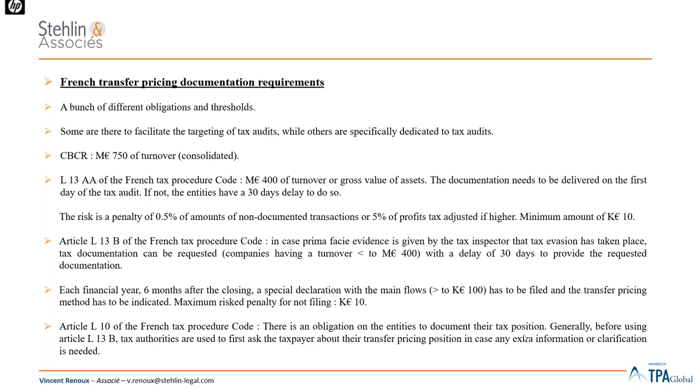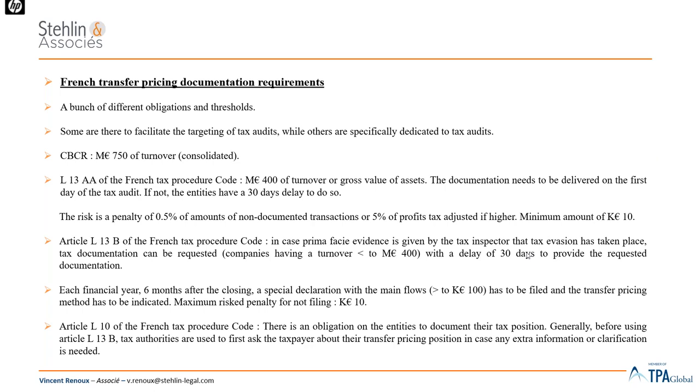And last, we have a specific declaration, which is applicable to all groups, big or small, when they have a turnover of 50 million in France this time, not on a consolidated basis. And in that case, they need to file a specific declaration 6 months after the closing of the financial year. In this declaration, they are going to indicate the main flows of intercompany transactions that can be services like management fees, license fees, sale of products, and financial transactions.